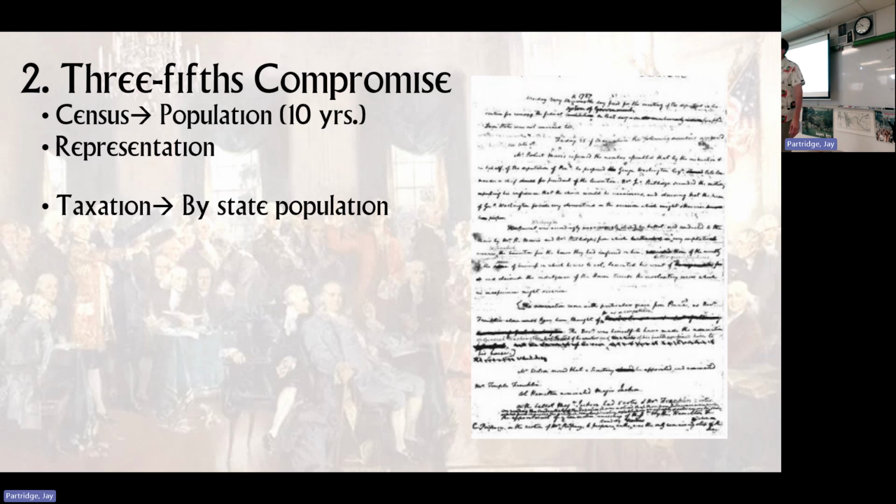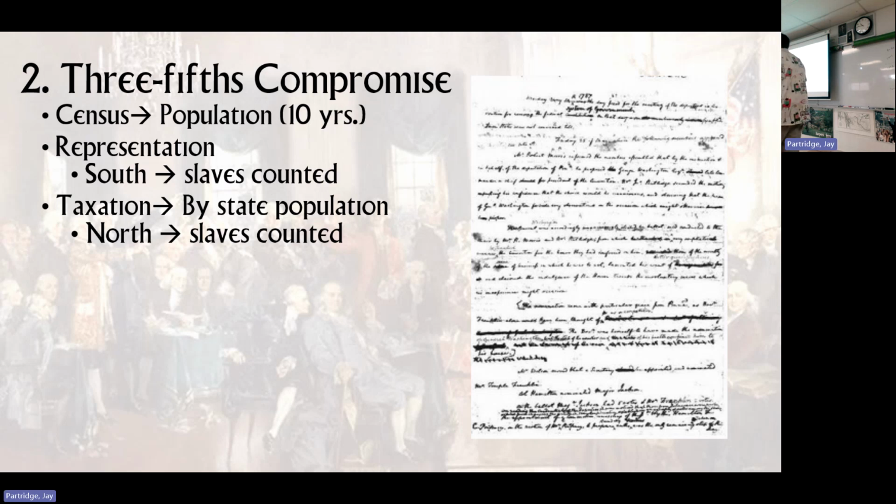Which section wants slaves, north or south, want slaves to be counted as people for representation? More people, more members of the House. Where are there more slaves? South. Who wants slaves to be counted as people towards taxation? The North. That means the South would have to pay more taxes. So the North wants the slaves counted for that. The South wants slaves counted for representation.